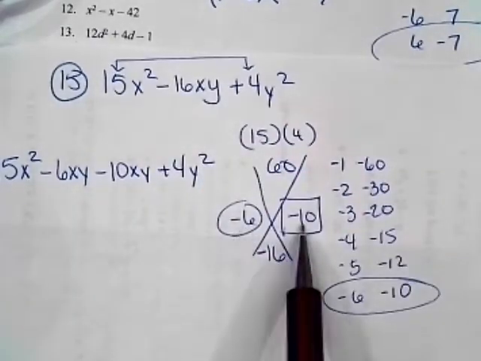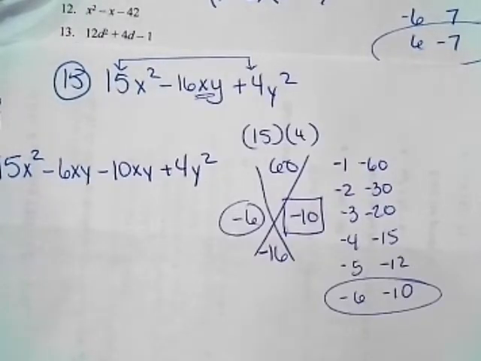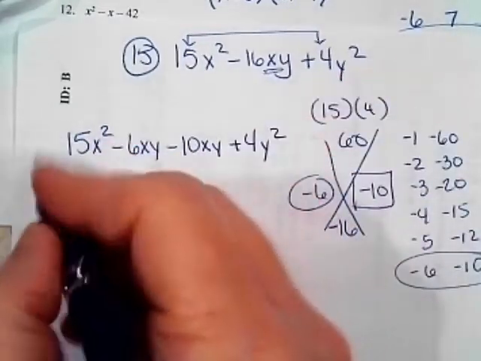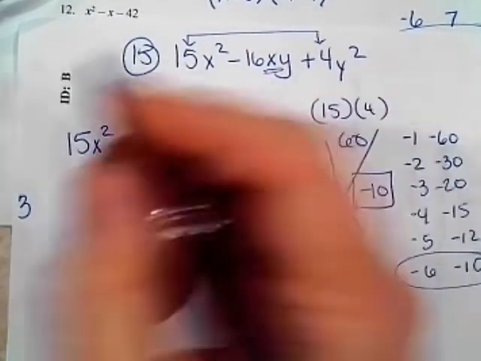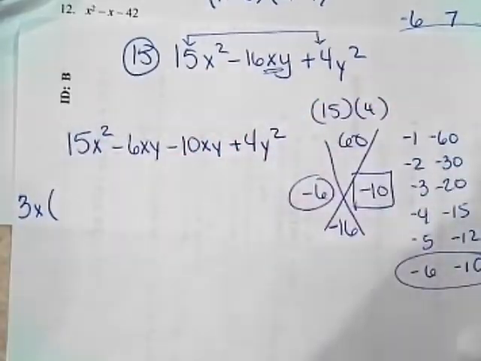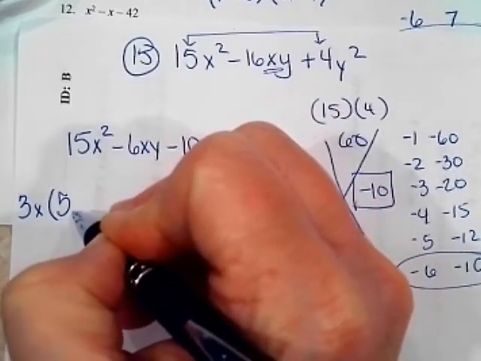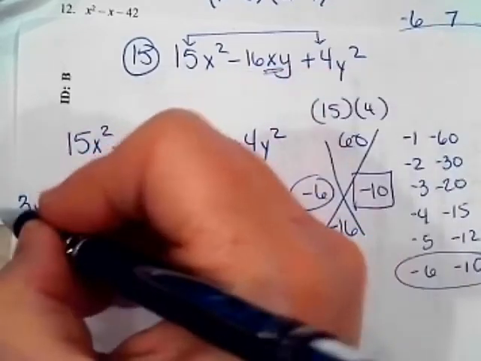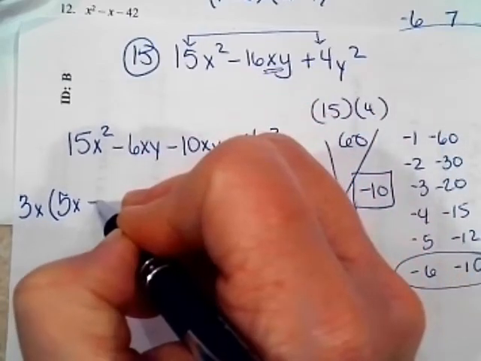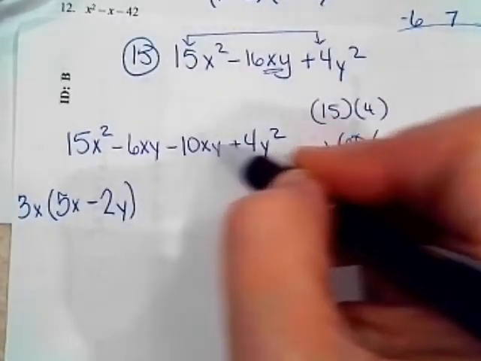Now notice that these both had xy's this time because that's what the middle term had. Well, what do 15 and 6 have in common? 3. They also have an x in common. They do not have a y in common, so only an x gets to come outside. Now, 3 times what gives you 15x squared? 5x. 3 times what gives you negative 6xy? Negative 2y. Okay, now let's see what these have in common.